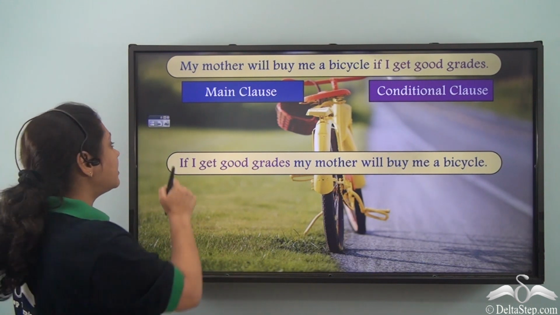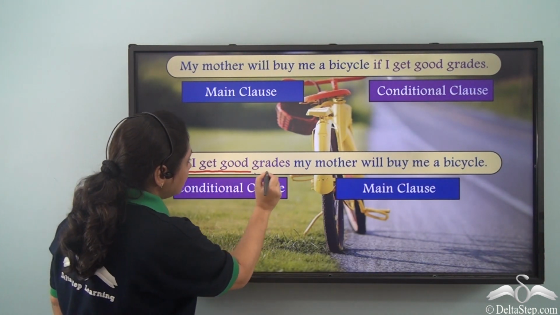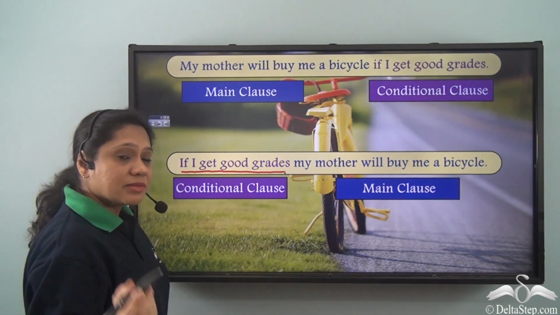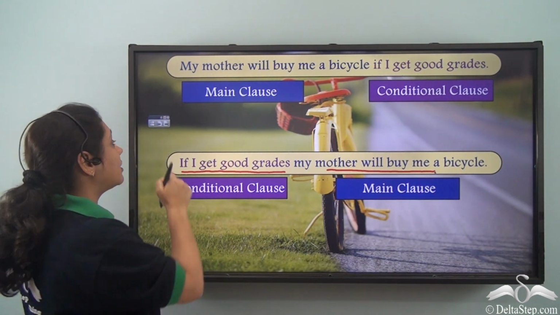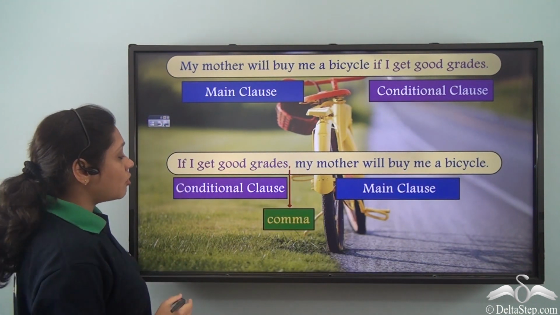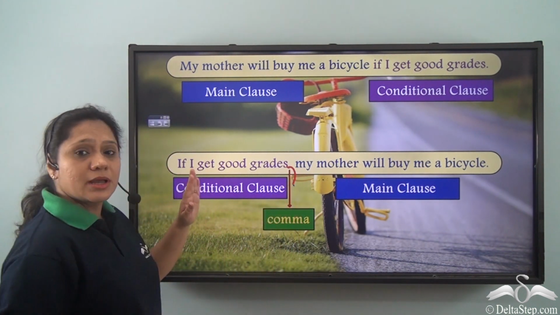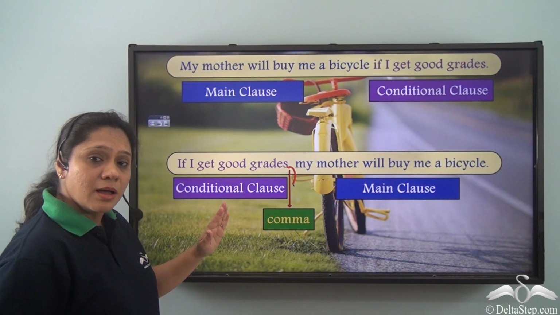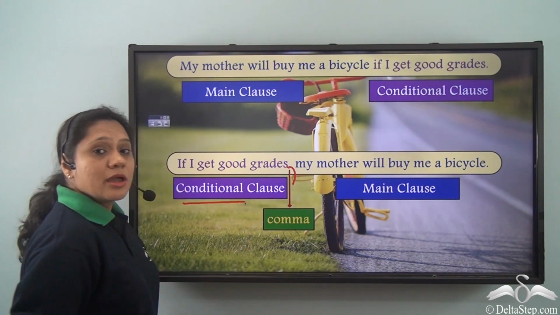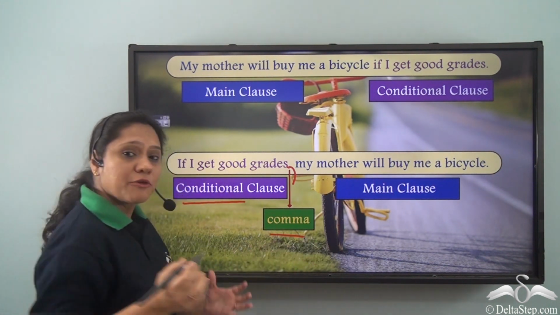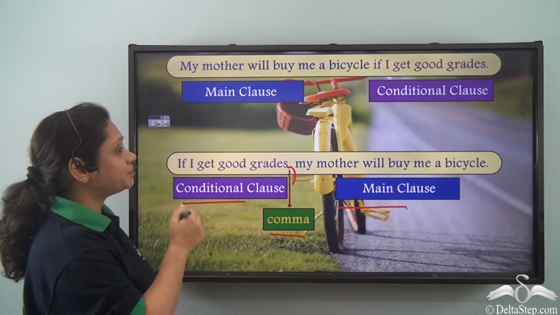So, what have we done here? In this case, we have written the conditional clause first and then we have written the main clause. But remember, when we do so, we always have to put a comma after the conditional clause. So, remember, whenever we start our sentence with a conditional clause, we have to put a comma after the conditional clause and then write the main clause.